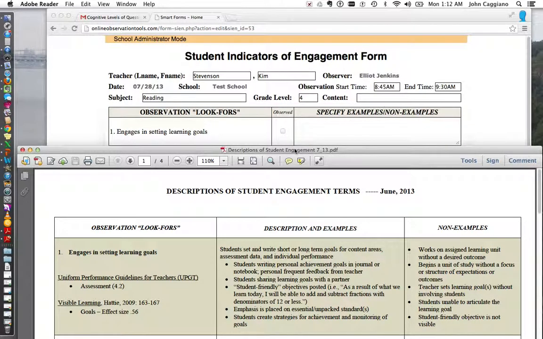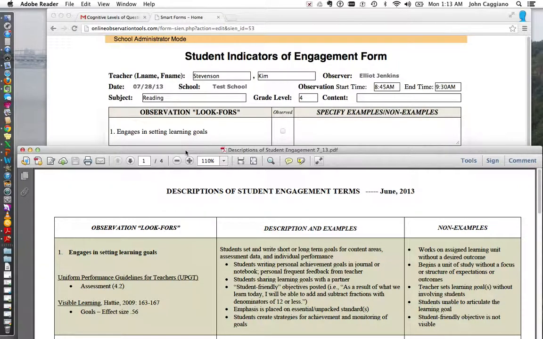When you go into some of these meta-analyses and take a look at some of the individual research studies, and at what the research has found to be effective, these are some descriptions and examples of what it looks like for students to engage in setting learning goals. Along the same lines, this is what it shouldn't look like, so we've provided some non-examples here.